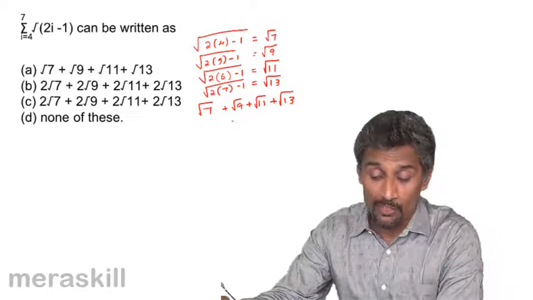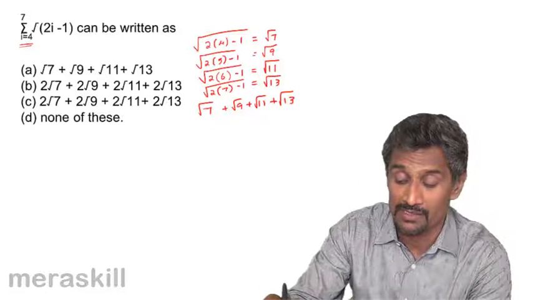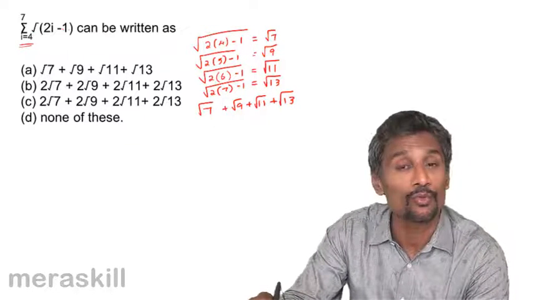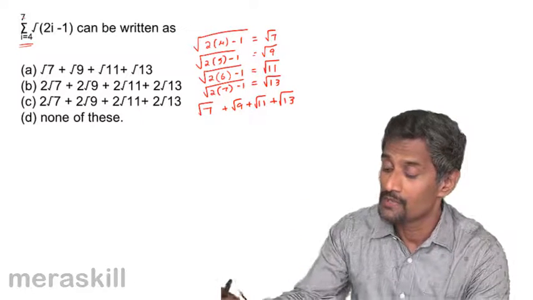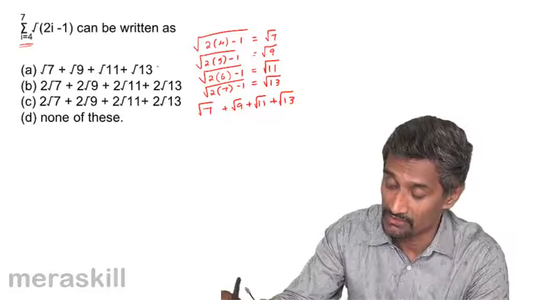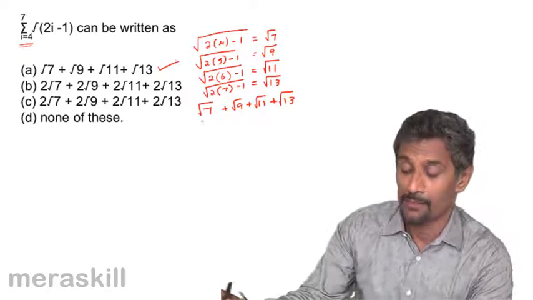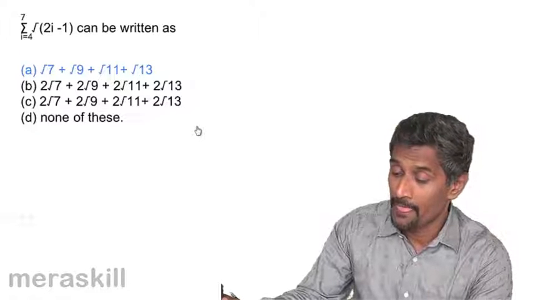This is just to once more brush up and also clarify what this particular symbol means. It means summation of the series root 2i minus 1, where i ranges from 4 to 7. So it's root 7 plus root 9 plus root 11 plus root 13, which is this. And that is what we have as the right option.